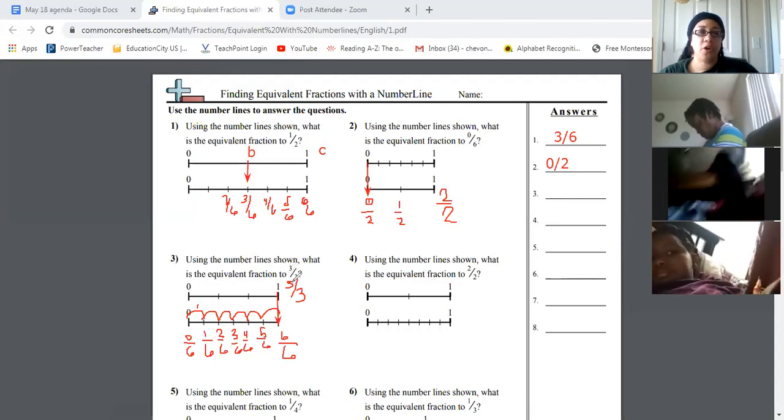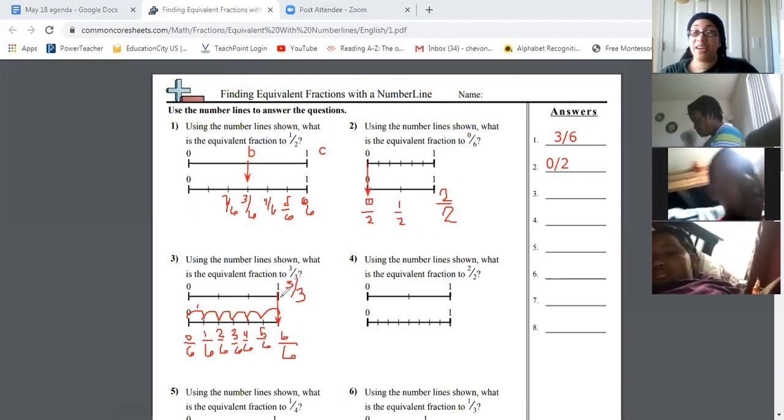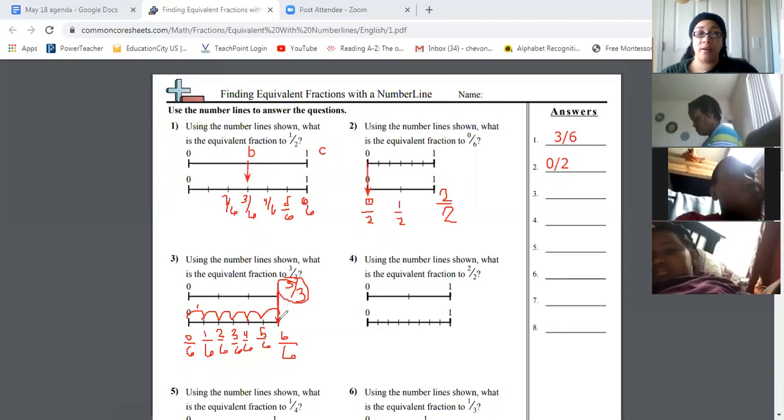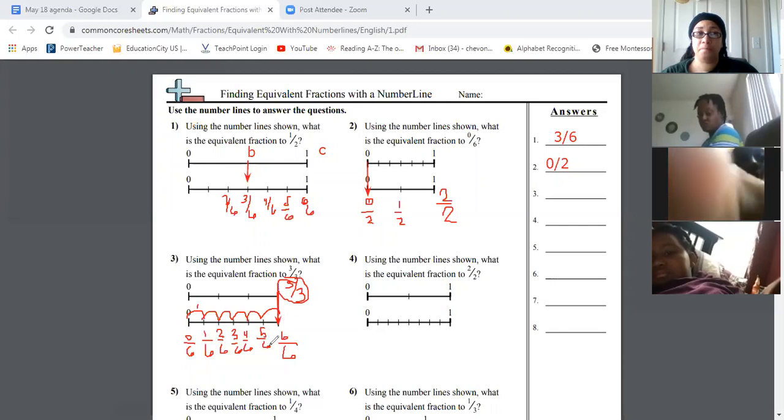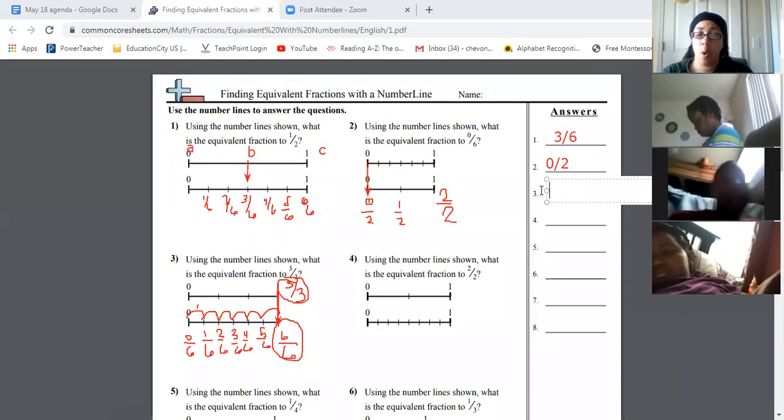Okay, some of you are giving me 3/3, but 3/3 is what we're trying to find the equivalent fraction to. So what's equal to 3/3? Look right here. Which fraction? You just go straight down and it's the fraction that's right here, yeah? So it would have to be a whole, because that's already a whole, isn't it?